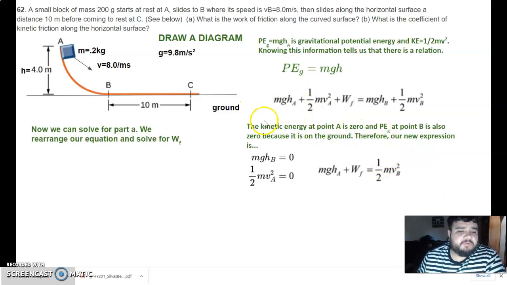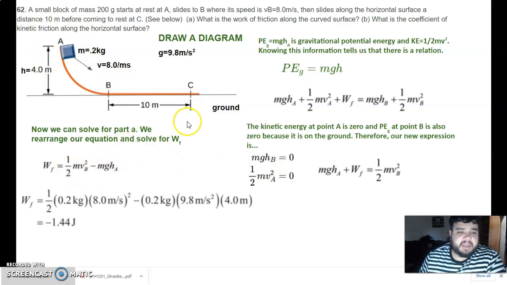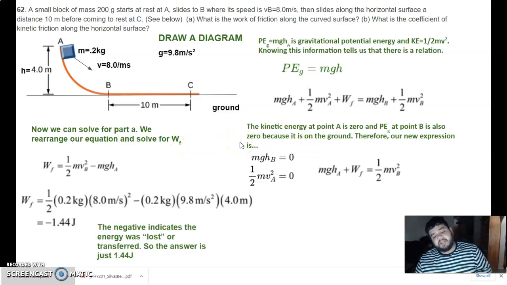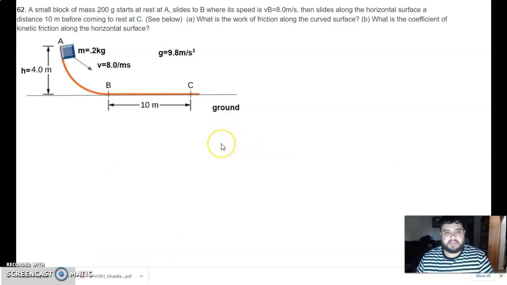So now we can solve for part A, rearrange our equation and solve for the work of friction. The work of friction is equal to 1/2 mv squared at point B minus mgh, which is the mass times the gravity times the height of point A. When we substitute all those values in, we get negative 1.44 J, where J is joules. The negative indicates that energy was lost or transferred. So potential energy became kinetic energy.